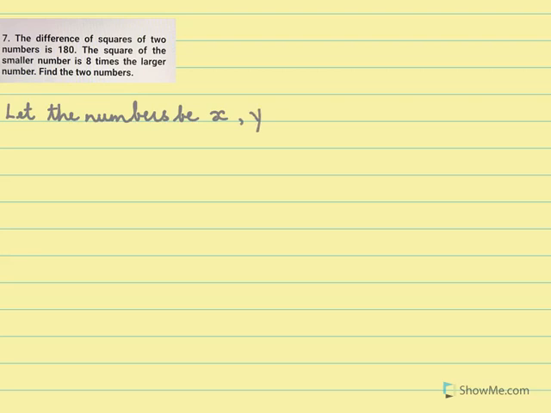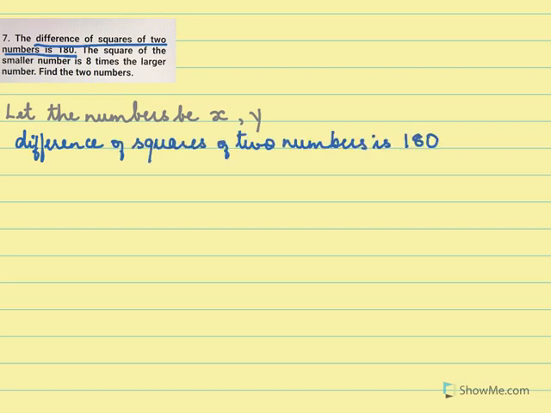The first condition: the difference of the squares of two numbers is 180. So condition 1 is the difference in the squares. What are the squares of these numbers? We have x square and y square, and the difference is 180. So we've got one equation: x square minus y square equal to 180.